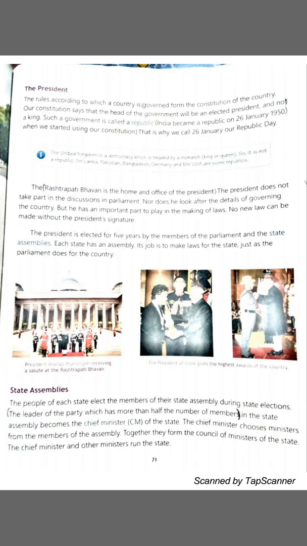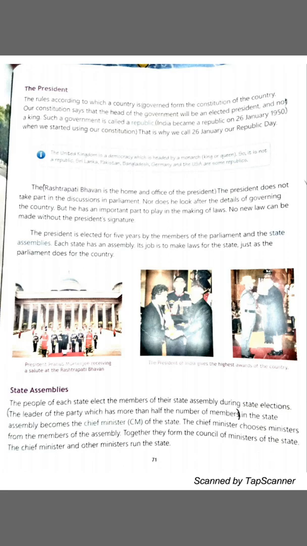The Rashtrapati Bhavan is the home and office of the President. The President doesn't take part in the discussions in Parliament, nor does he look after the details of governing the country. Still, he has an important part to play in the making of laws. No new law can be made without the President's signature. The President is elected for 5 years by the members of parliament and the state assemblies.